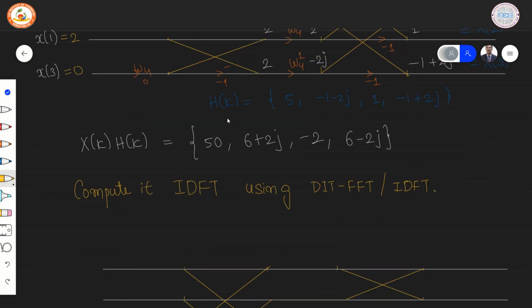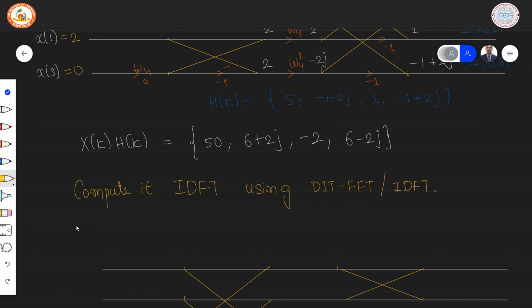Next we compute the product of x of k and h of k. We have to perform element by element multiplication. So we get the answer as 50, 6 plus 2j, minus 2, 6 minus 2j. Be careful when you're doing complex multiplication. The final step would be to compute the IDFT of the above product using the DIT FFT method. Now the structure is the inverse structure for DIT that we just solved.